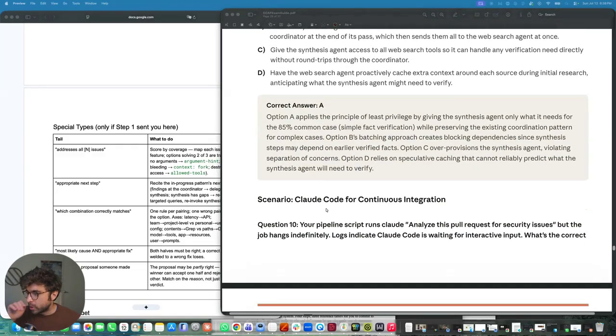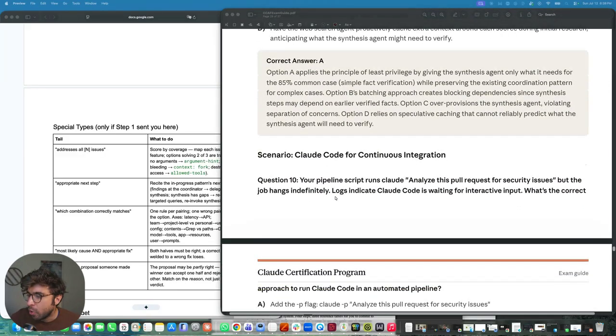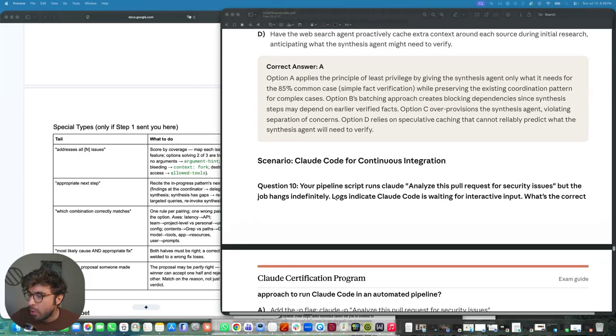All right. Question 10. What's the correct approach to run Claude Code in an automated pipeline? I know that correct approach sounds a little bit unique, but really it's just another flavor of what you're hearing with best or most effective, correct approach.